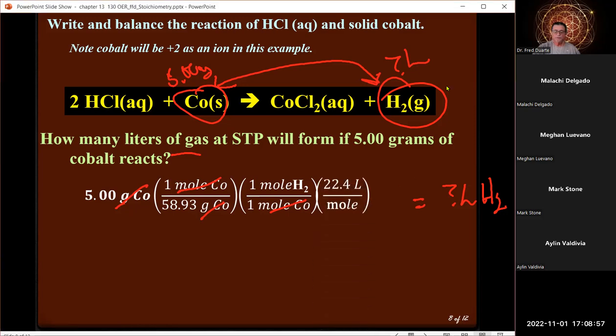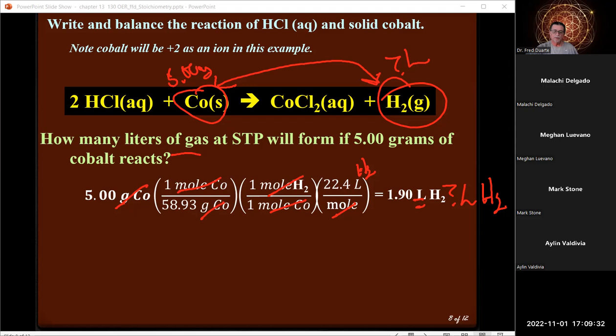Since we are at STP, always remember this relationship: the 22.4 liters per mole. So at this point, with respect to units, we are at liters of hydrogen gas. And so that corresponds to 1.90 liters of hydrogen gas. So what that tells you is this: if I start off with 5 grams of cobalt, I will make 1.9 liters of hydrogen gas.